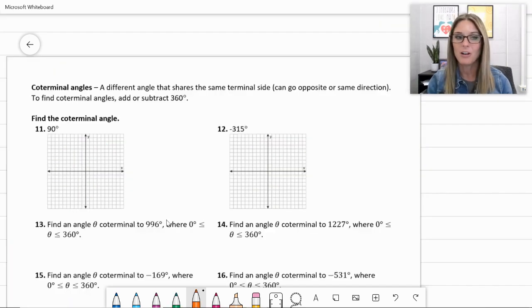On the next page, we're going to talk about coterminal angles. They are different angles that share the same terminal side, or ending position.